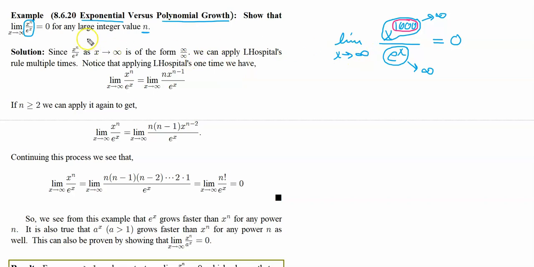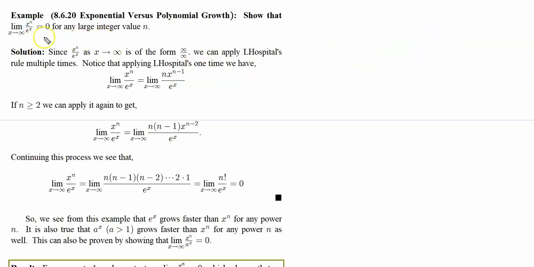Now we can easily prove this with L'Hopital's rule. So consider this. We start out with the limit as x approaches infinity of x to the n over e to the x for any integer n. Now if we apply L'Hopital's rule, notice that we can apply it first because this is of the form infinity over infinity, right? As x is approaching infinity, both numerator and denominator are going to infinity. So if we apply L'Hopital's rule one time, we get this result.